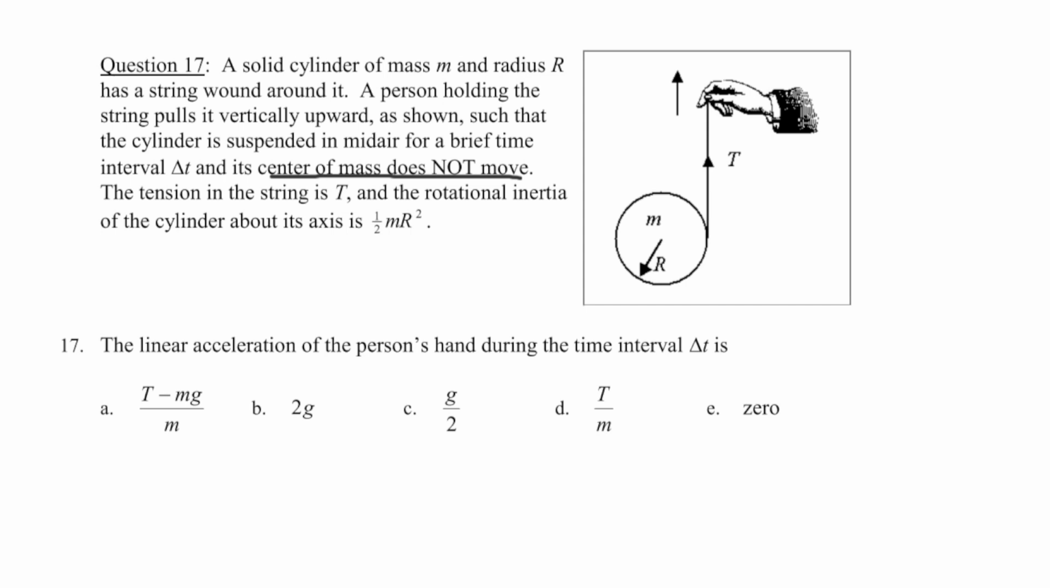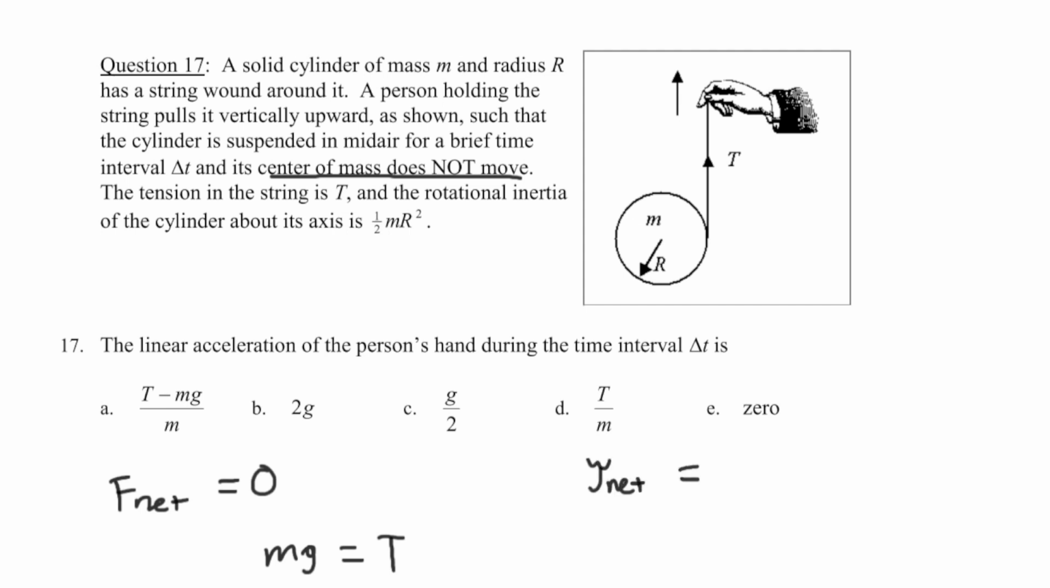Well, I don't know anything about the hand, but what I do know is that the center of mass does not move. So I actually know that F net is equal to 0. So what does that mean? Well, it means that mg is equal to the tension force T, because the center of mass does not move, so forces must balance. So, even though there is no net force, there must be a torque on the system, because, well, there's a tension force.